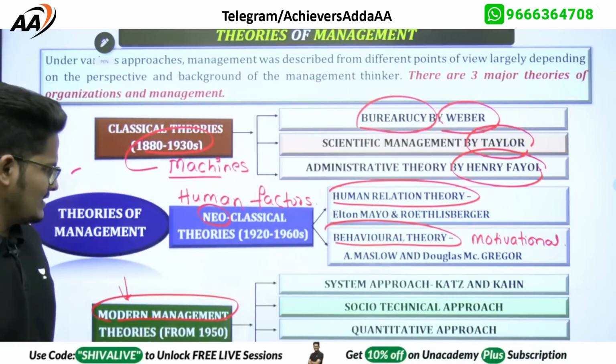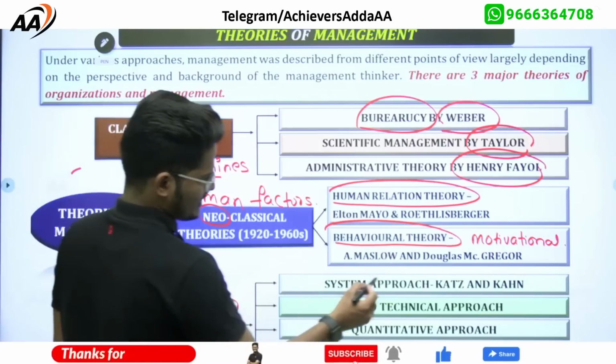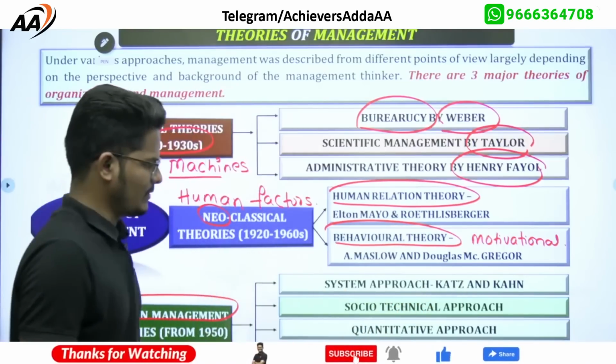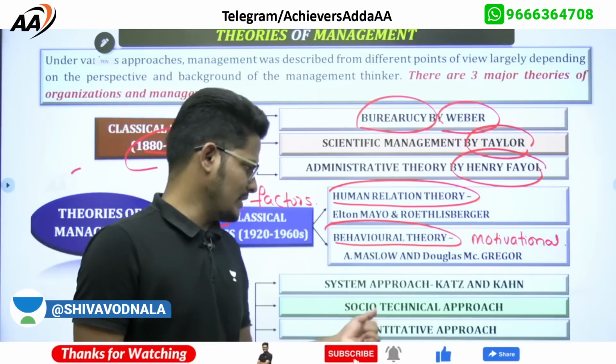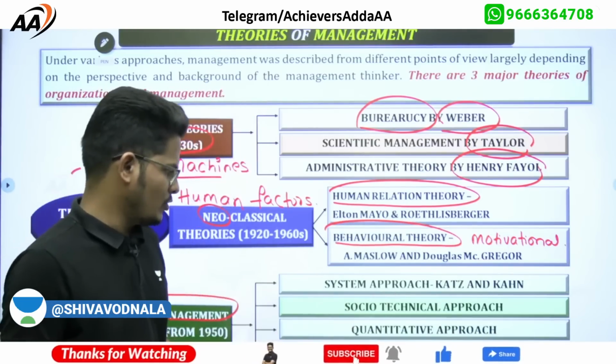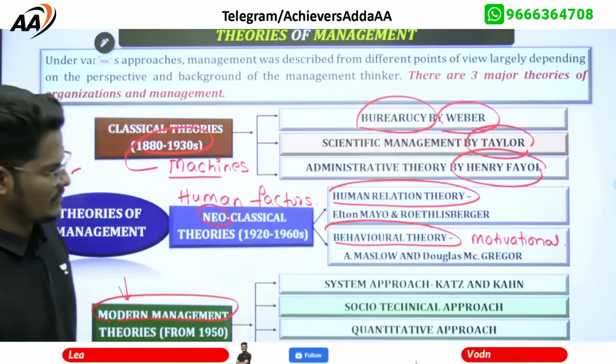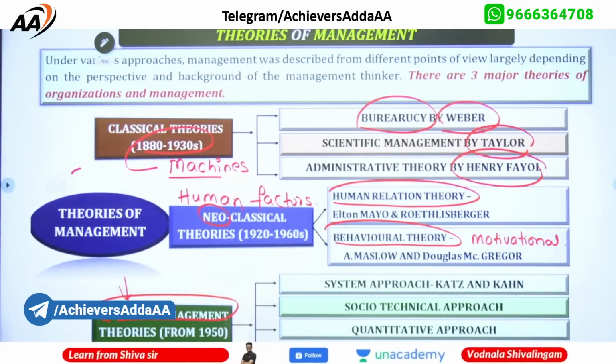Whereas modern management theories are: system approach theory by Katz and Kahn, socio-technical approach, quantitative approach, and contingency approach.